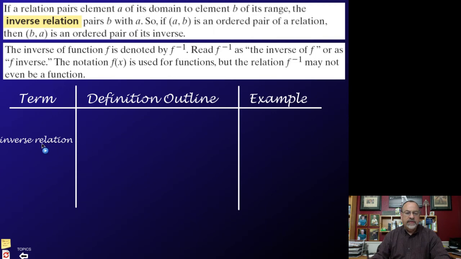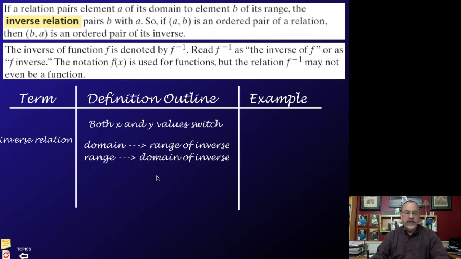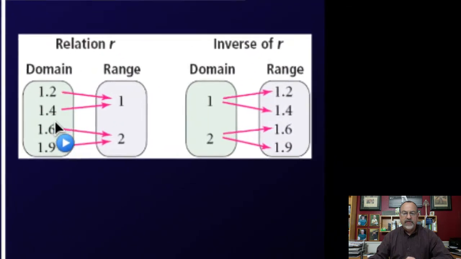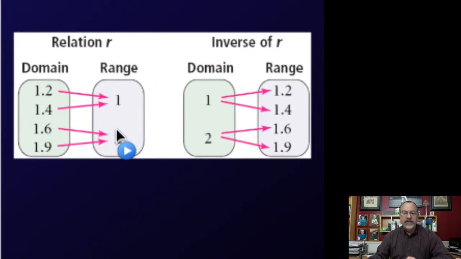So wrapping that up, an inverse relation is simply where the x and y values switch places. The domain of the function becomes the range of the inverse, and the range of the function becomes the domain of the inverse. So it's very important that we know how to determine domain and range, and then we simply switch them. In a mapping diagram like this, you have these domain values and then these range values. In the inverse of this relation, these range values become the domain, and these domain values become the range.